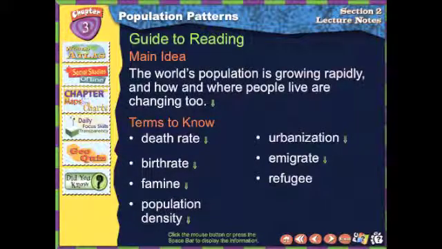Today you will be reading Section 2 of Chapter 3 in the textbook called Population Patterns. The main idea: the world's population is growing rapidly, and how and where people live are changing too. Terms to know: death rate, birth rate, famine, population density, urbanization, emigrate, and refugee.